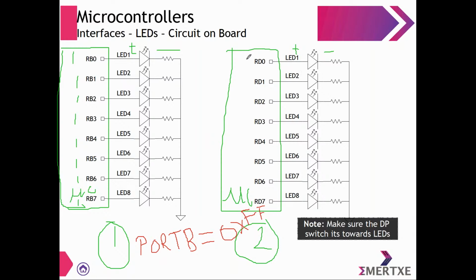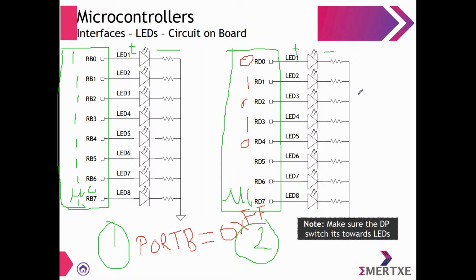Same thing for the secondary also. Now if I'm putting, let's say, RD0 as 0, what happened? LED1 will be on. If I'm putting RD1 as 0, no, that will be off. If you're putting 0, it will be off. If you're putting 1, it will be on. If it is 0, LED5 will be off.